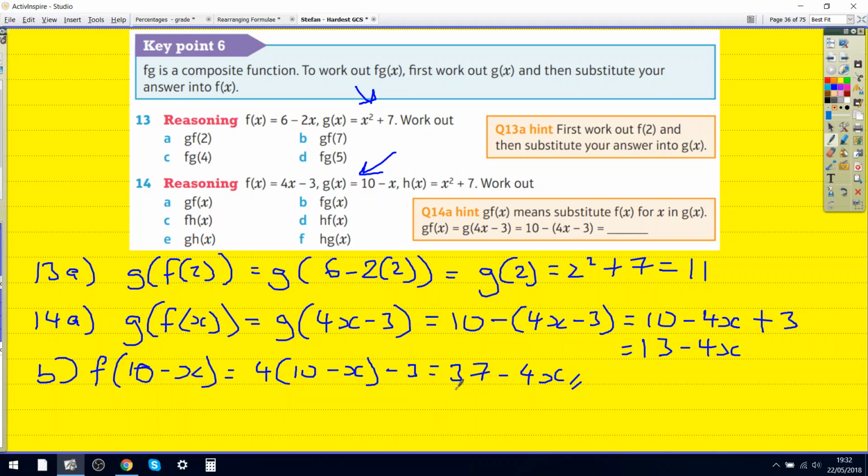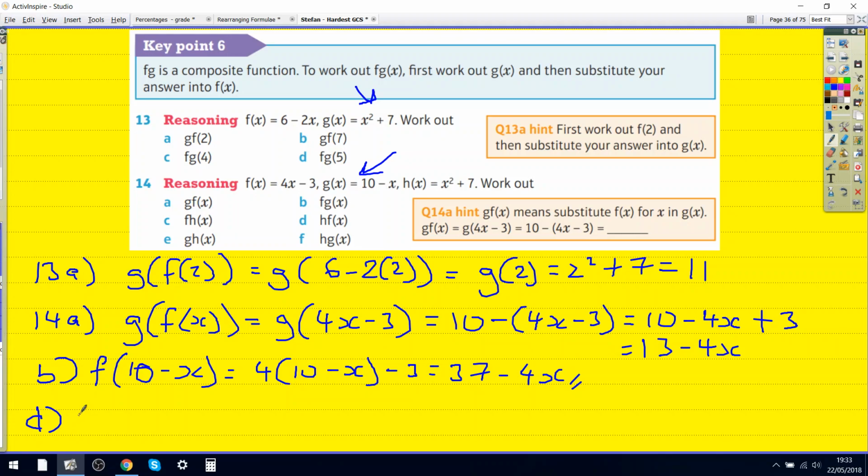Let's try C. That'll be the last one we do. Okay, C, what is this? On 14. No, hang on, not that one. Let's do D. Yeah, 14D.